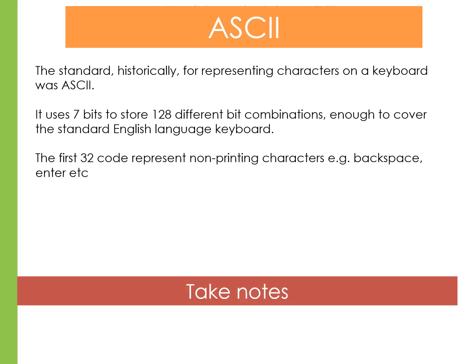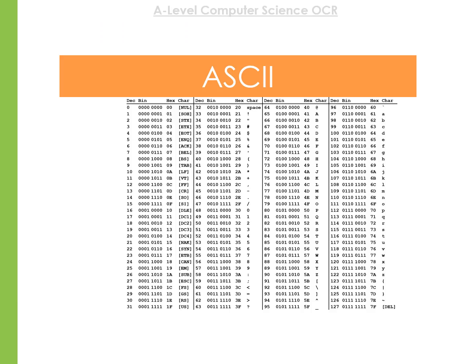ASCII is American Standard Code for Information Interchange. It actually uses 7 bits to store 128 different bit combinations, enough to cover the standard English language keyboard. The first 32 code representations can be shown, including backspace and enter. Here's an example of the ASCII table. You can see it's got a denary, a binary, and a hexadecimal representation as well.